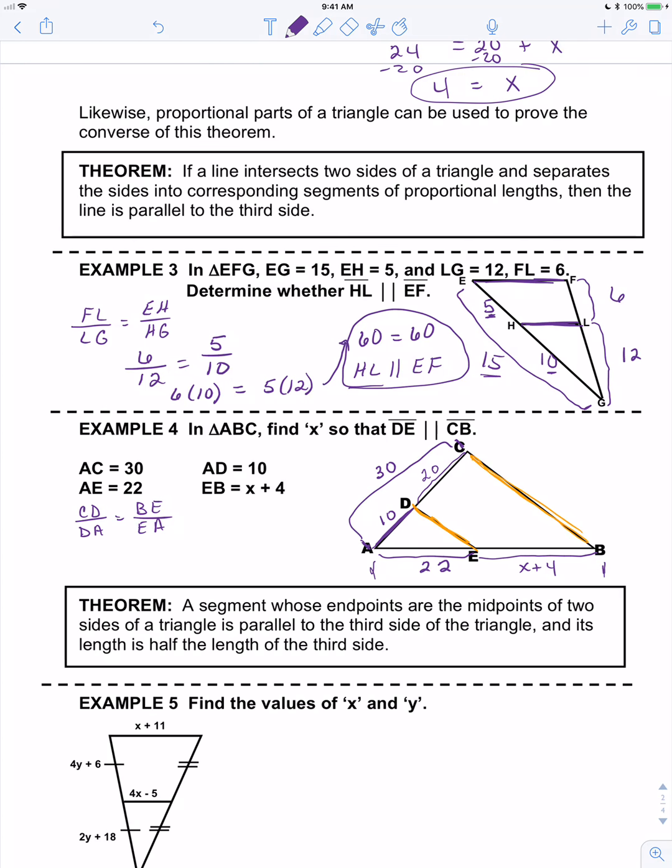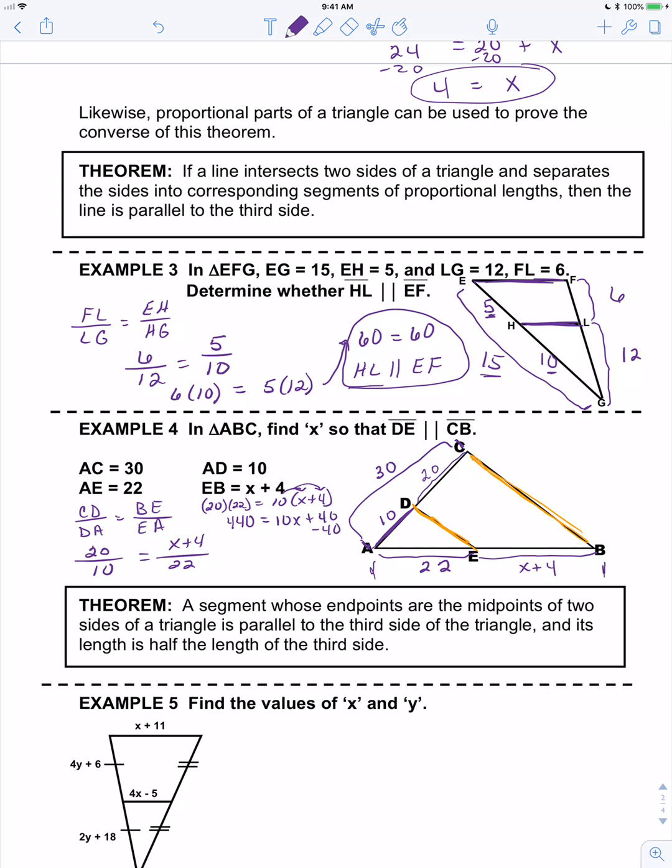All right, so C to D is 20. D to A is 10. B to E is the x plus 4. And A to E is 22. Okay, so let's cross multiply. We're going to need a little more room maybe over here, but we've got 20 times 22 is equal to 10 times the x plus 4. So 20 times 22 is 440, and distributing the 10, that's 10x plus 40.